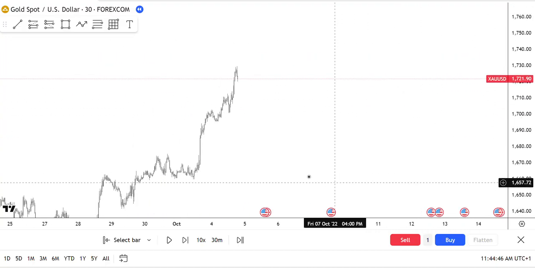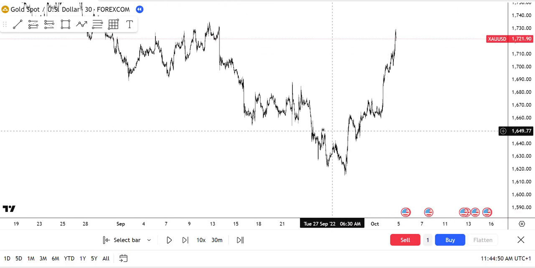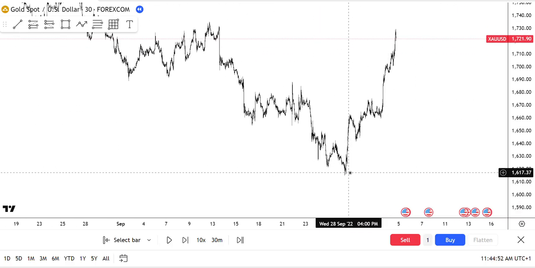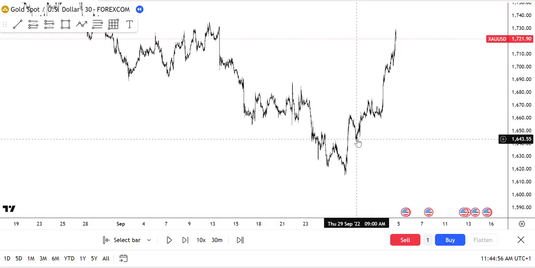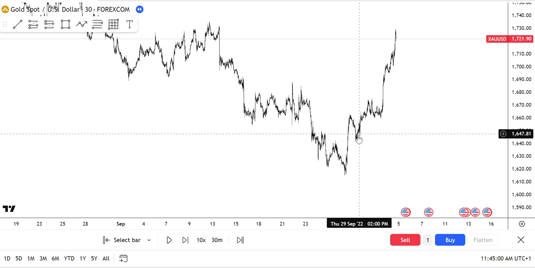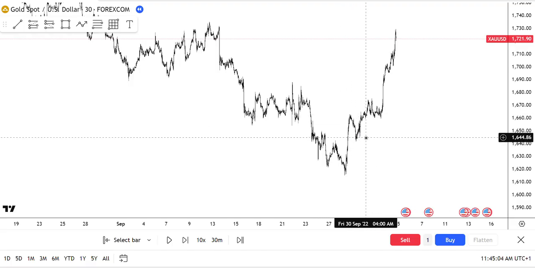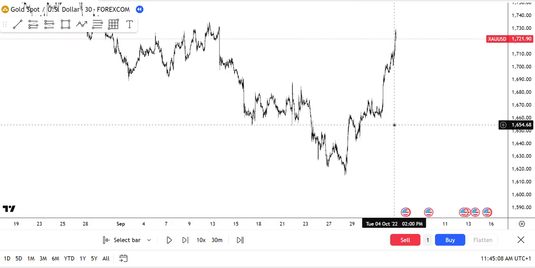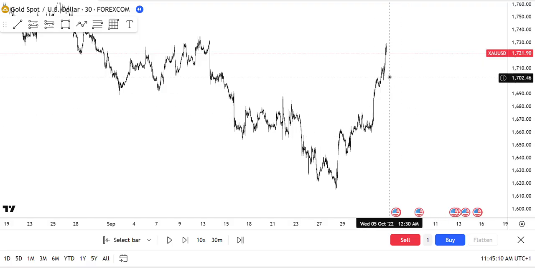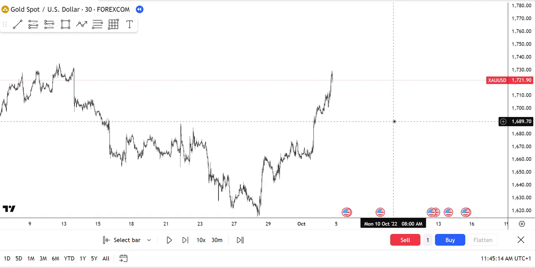Right, so in this particular case, we have a low here, and then we have a higher low here. Okay, so this particular one we will call a bullish trend, because why? We have a low and we have a higher low, and then we have a high and we have a higher high.